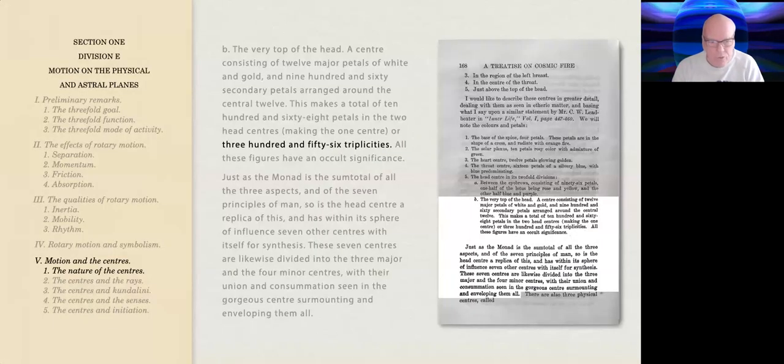But what about DK's reference to 356 triplicities? It's been a while since we read this statement. I think it was the beginning of last webinar. Why does he break 1068 into 3 parts?